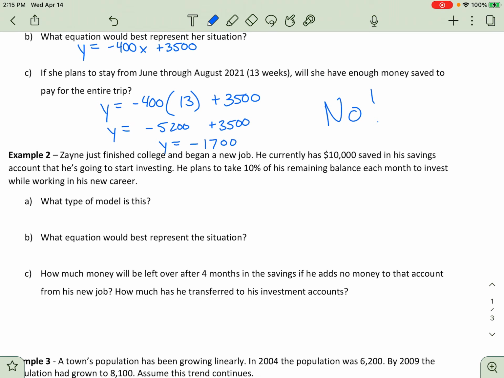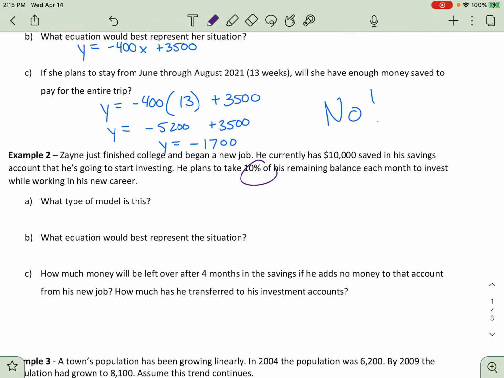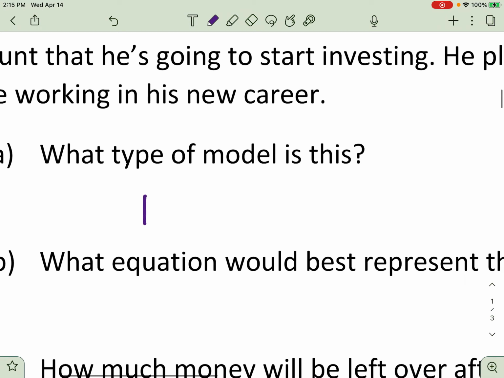Example 2: Zane just finished college and began a new job. He currently has $10,000 saved in his savings account that he's going to start investing. He plans to take 10% of his remaining balance each month to invest while working in his new career. So what type of model is this? It gives you a rate, and it's saying each month, but the key factor is that it's of the remaining balance. So that makes this exponential.